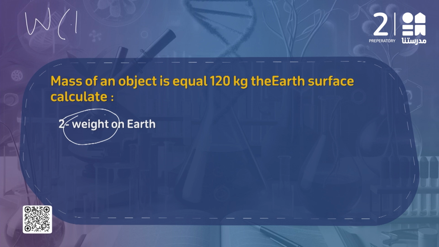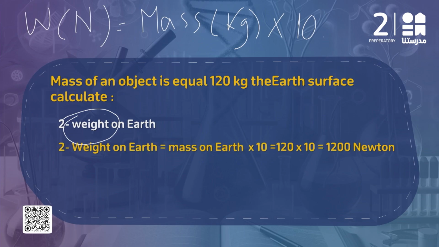زي ما اتفقنا إن في calculation عندنا بتقول لي to get the weight of an object in Newton, take the mass in kilogram multiply by 10 اللي هي gravitational field intensity on the surface of the earth. يبقى ال weight on the earth equals the mass on earth by 10 يعني هاخد ال 120 اللي هي ال given value already in the problem multiply 10 which is 1200 نيوتن.